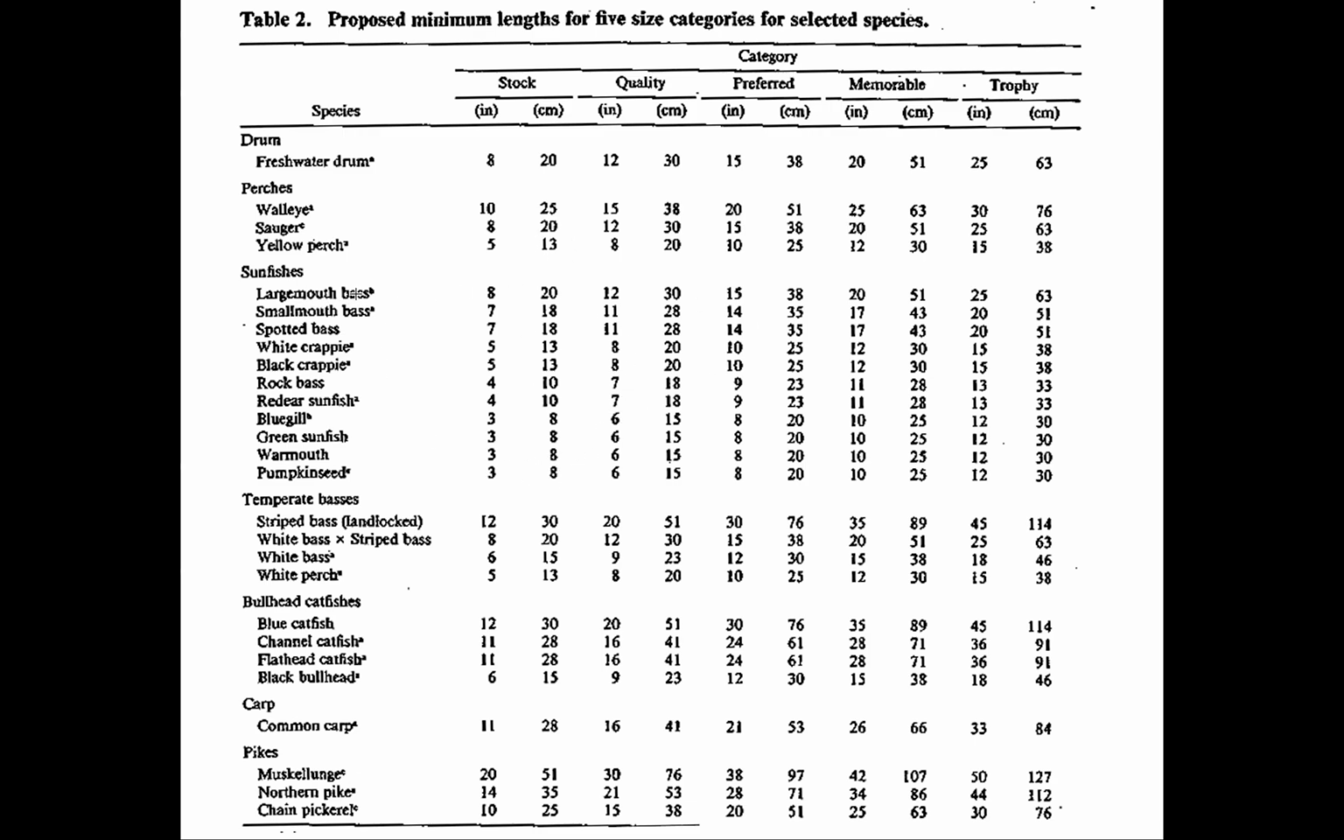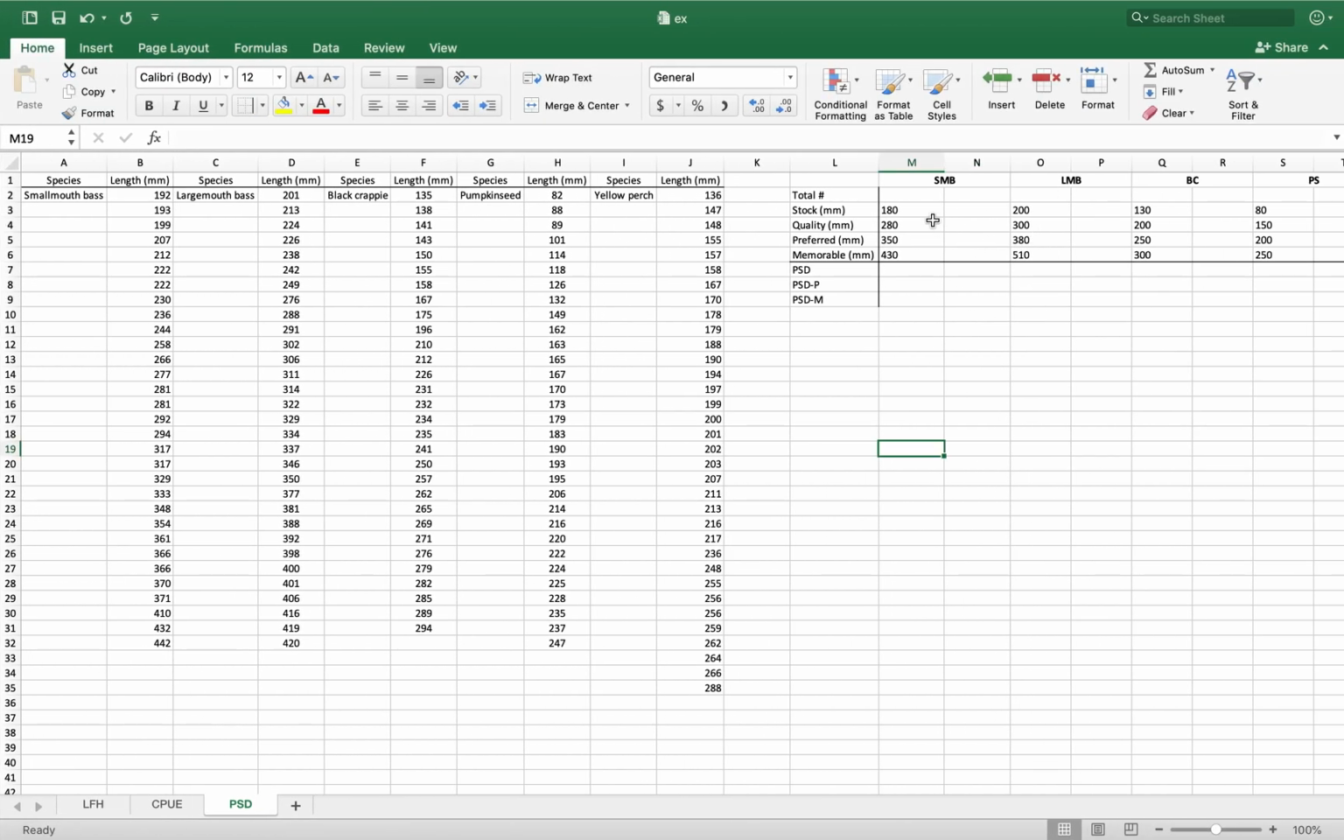So today we're looking at largemouth bass, smallmouth bass, black crappie, pumpkinseed, and then yellow perch. I took all of the numbers for the stock, the quality, the preferred, the memorable, and the trophy, threw them into an Excel file, and converted them from centimeters to millimeters. So we can see here smallmouth bass stock size is 180, quality is 280, preferred is 350, and memorable is 430.